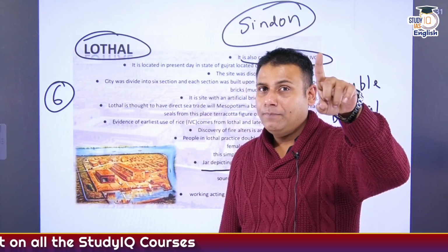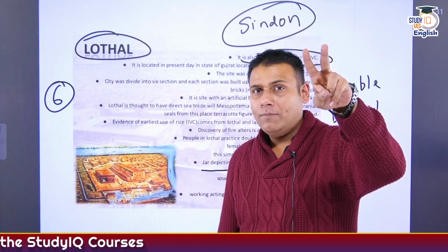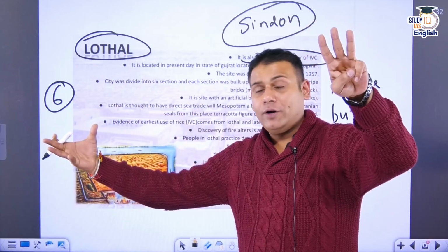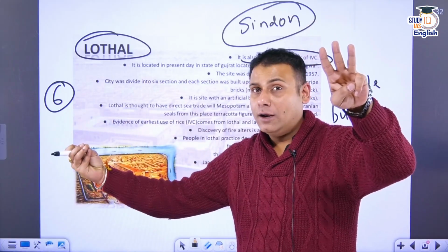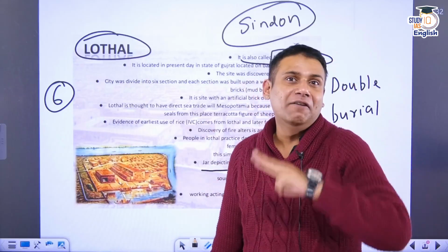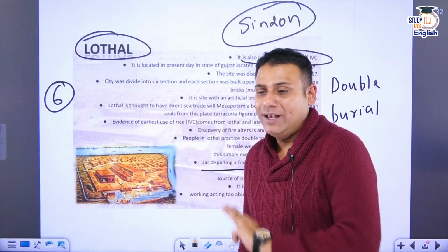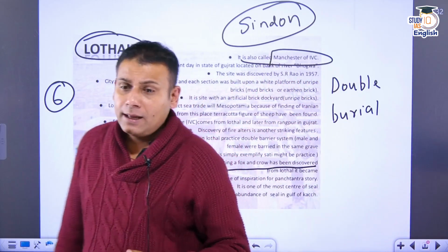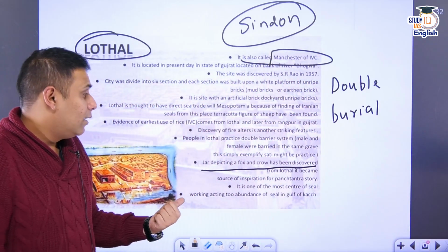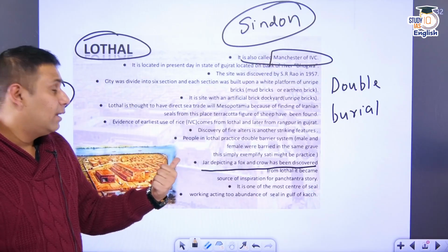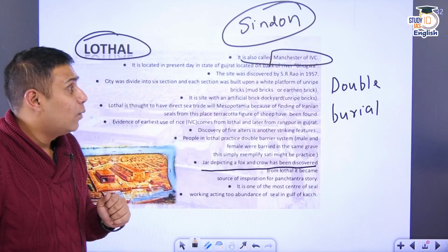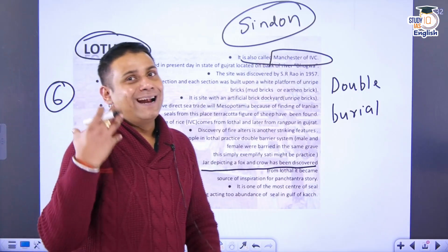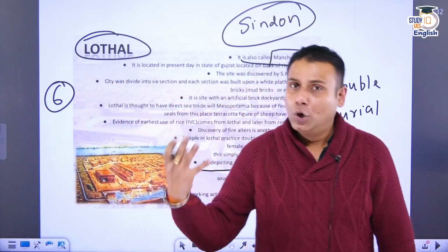Apart from that, the key findings include the first important one, the first artificial brick dockyard observed at the site of Lothal. A jar depicting a fox and a crow found at Lothal. Apart from this, cotton textile was exported and the cotton was referred to as Sindon. Hence, the IVC site of Lothal is referred to as Manchester of IVC. Correct? Apart from this, at the site of Lothal, we have observed one more thing, the double burial system, the most important one. So these are the key points that need to be remembered about the site of Lothal.